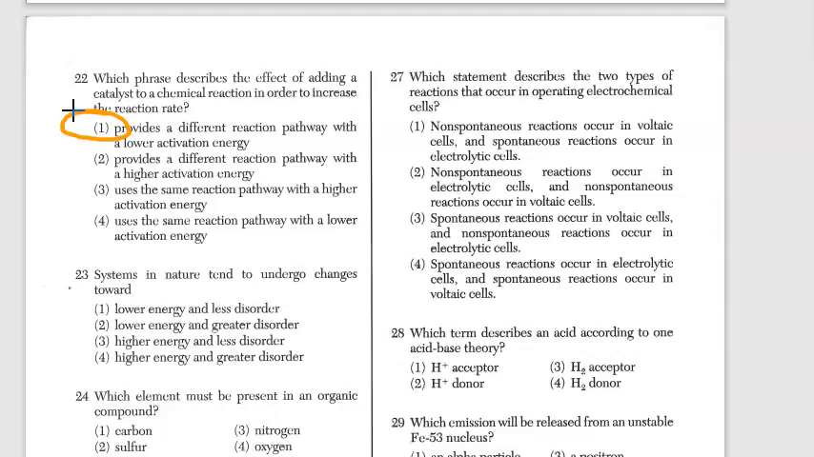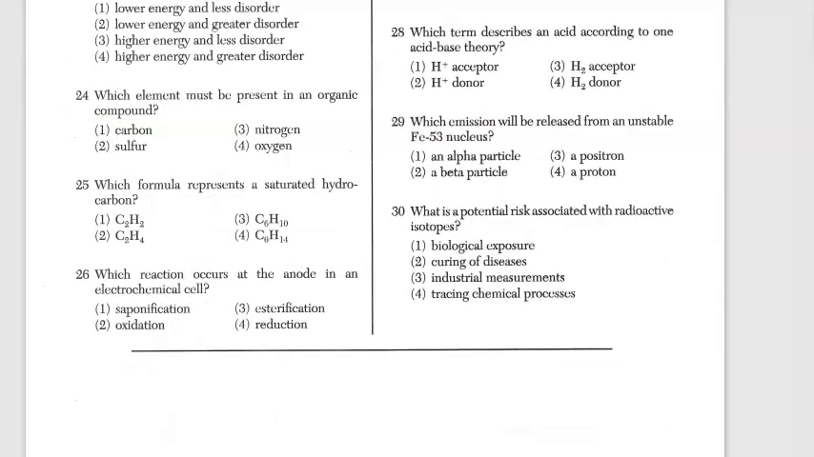In this case, they use energy and disorder, which is choice three. Alrighty, for question 24, which element must be present in an organic compound? If you don't remember that carbon is the element in organic compounds, then you're in big trouble. This has to be probably or was the easiest question on the test.